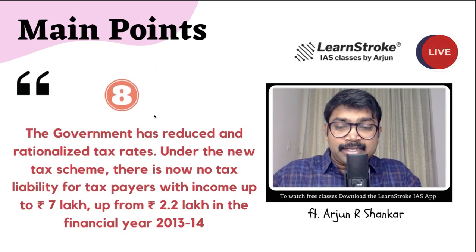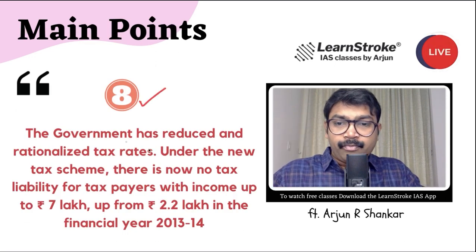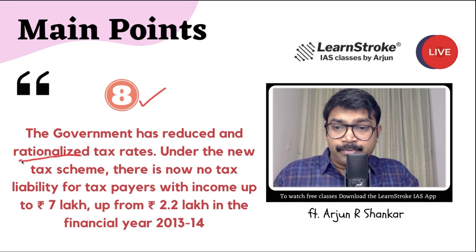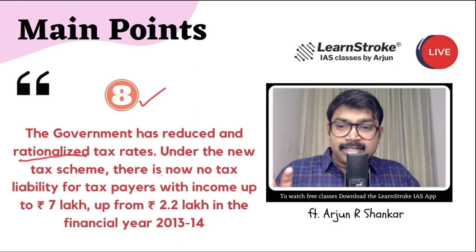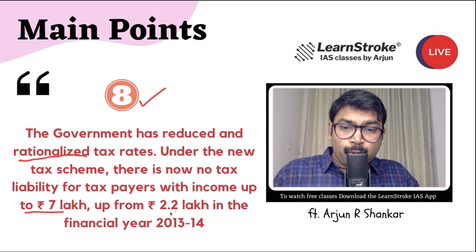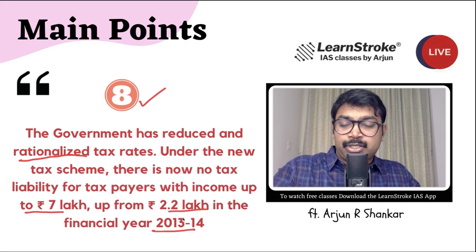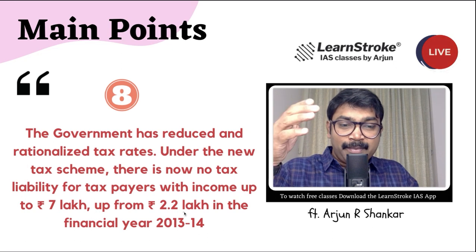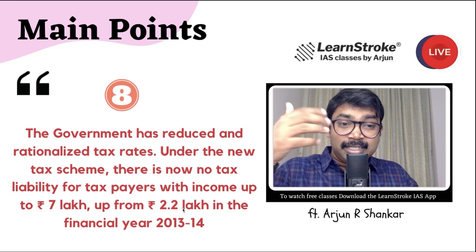And the next statement, statement number 8. The government has reduced and rationalized taxation. Under the new tax scheme, there is no tax liability for taxpayers with an income of up to 7 lakhs, up from 2.2 lakh in the earlier financial year. So what does that mean? You don't have to pay tax until your income exceeds 7 lakhs, and this has increased. This has become better. How?